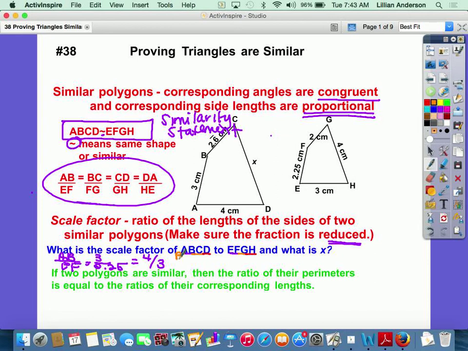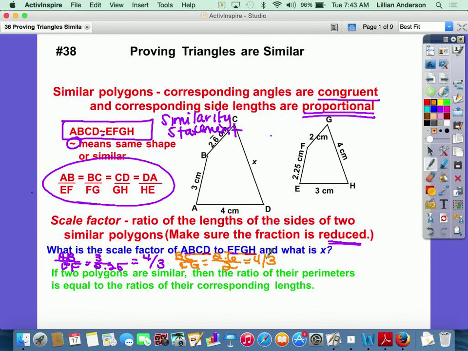Compare BC to FG. Let's see, well, BC is 2.6666 repeating, and FG is 2. Well, 2.66666 repeating is the same thing as 2 2/3, and 2 2/3 is the same thing as 8 over 3. Okay? So if I wanted to figure out what exactly 2.666 repeating over 2 is, I would just do 8/3 divided by 2, and I would get the fraction of 4/3.